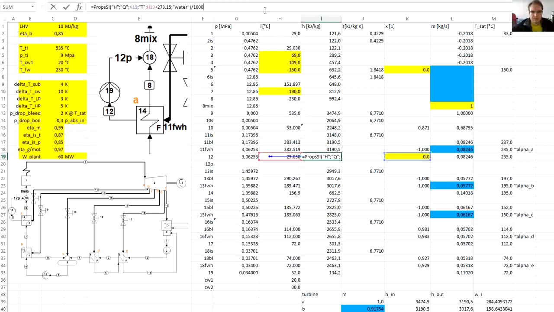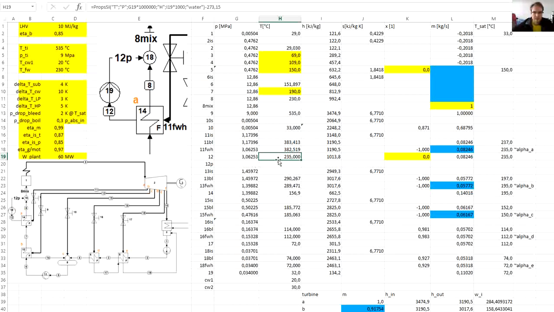But then the enthalpy will have to be specified not from temperature, but for example from pressure. So we have the pressure times 1,000,000, and we still get the temperature 235.